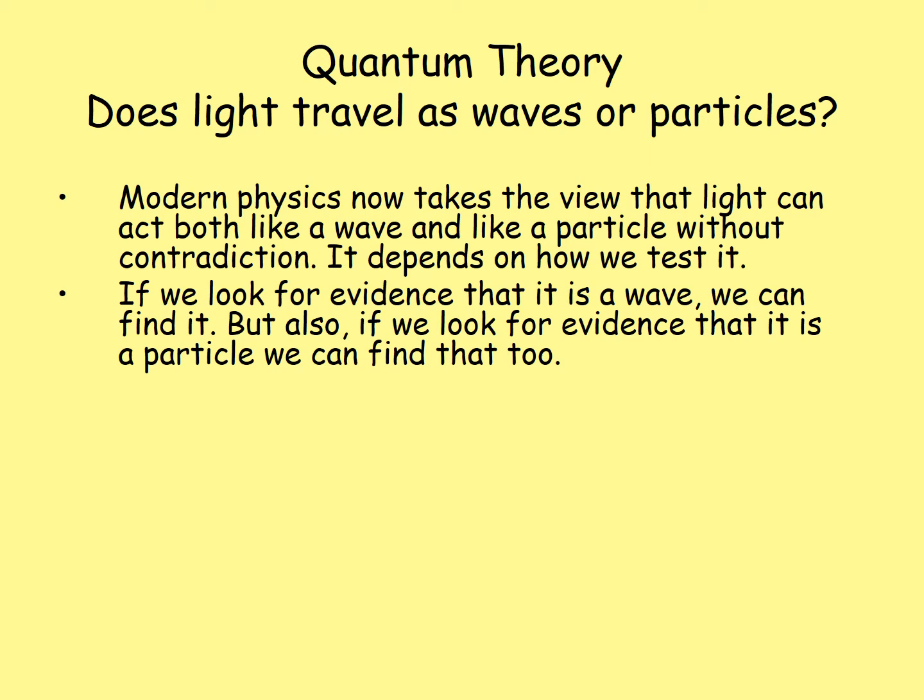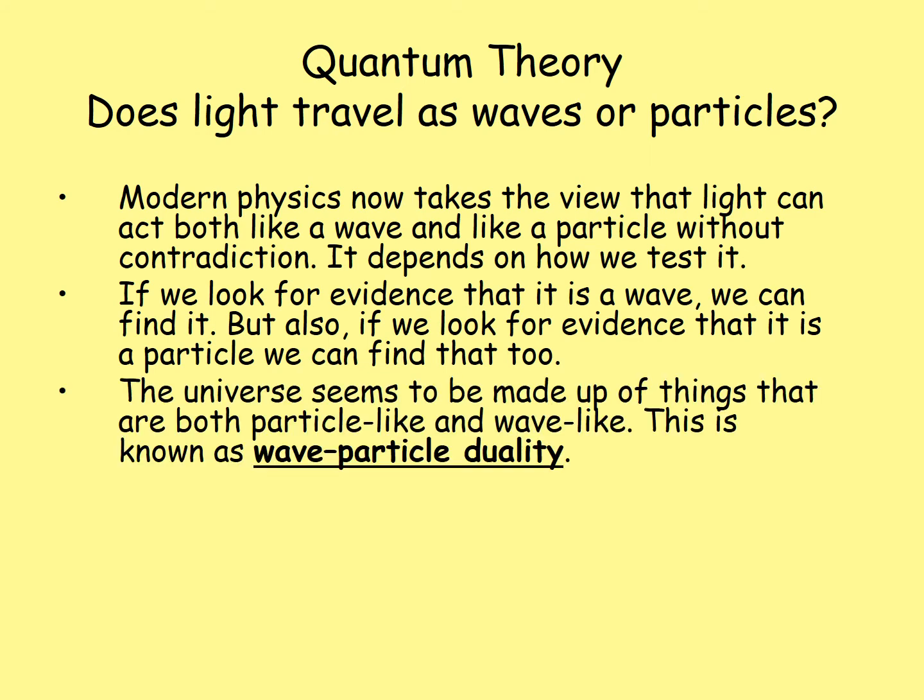So in order to determine if something's a wave or a particle, we need to apply an appropriate test. And from further studies with Dirac and other physicists, de Broglie, we find that the universe seems to be made of things that are both particle-like and wave-like. In fact, the theory is that all particles have a wave function and all waves have a particle function. And this is known as wave-particle duality.